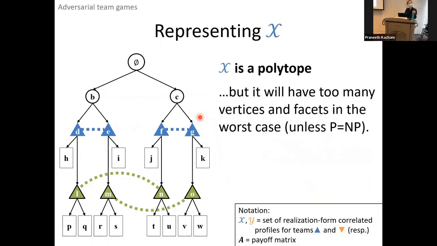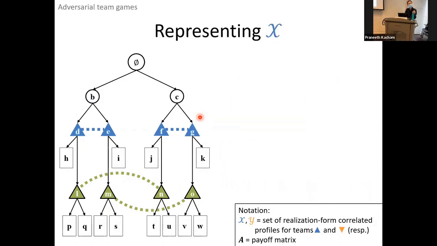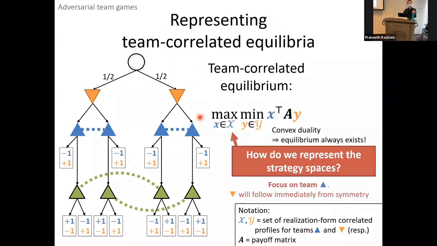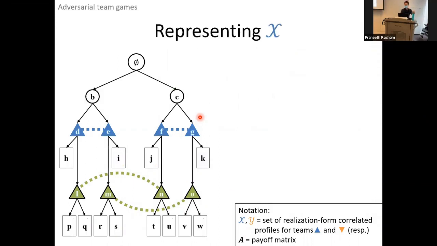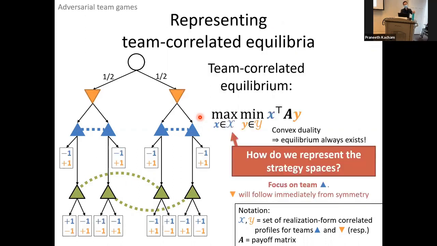And capital X is the set of all realization forms. Realization forms for correlated profiles, which is the convex hull of the realization forms of all the pure profiles. So now we can take max-mins over this. We're looking at all convex combinations of realization profiles, correct? Yes. Yes.